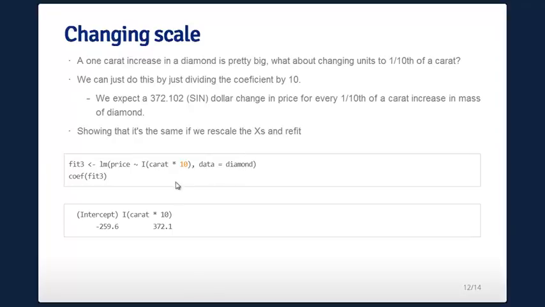But of course, you could refit the model, right? And I just show you this right here. By now, instead of putting carat in the model, I put in carat times 10. Right, and you get the coefficient, appropriately divided by 10.